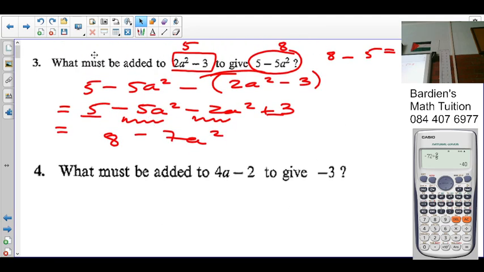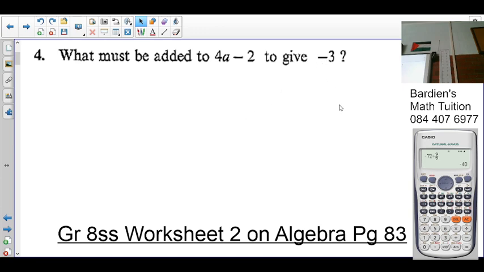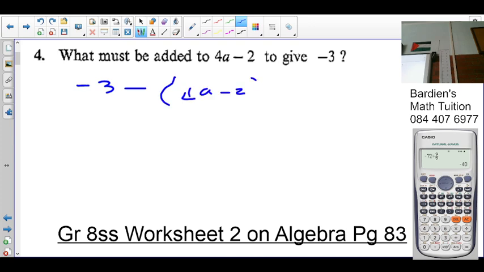Again, you see the wording is the same. What must be added to? So in other words, it's minus 3 minus 4a minus 2.